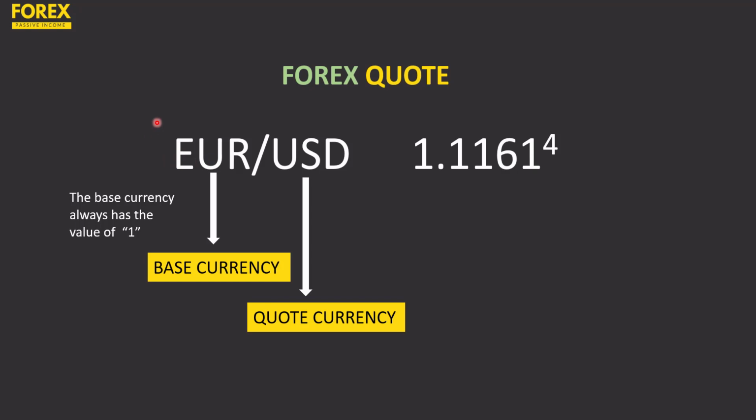So this simply means that, remember we said the base currency is always 1. So 1 euro is worth 1.1161 US dollars. That simply means to get 1 euro, you need 1.11 US dollars. You need more dollars to get 1 euro. That means the euro has more value in comparing the two. Okay, so that's how Forex is quoted.